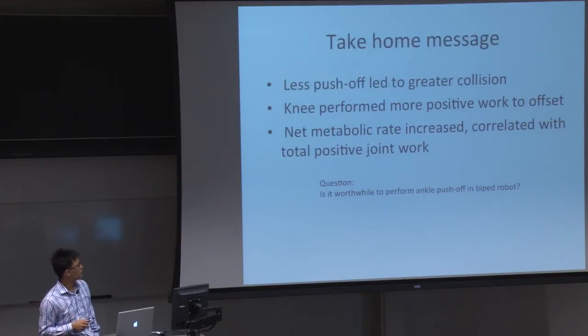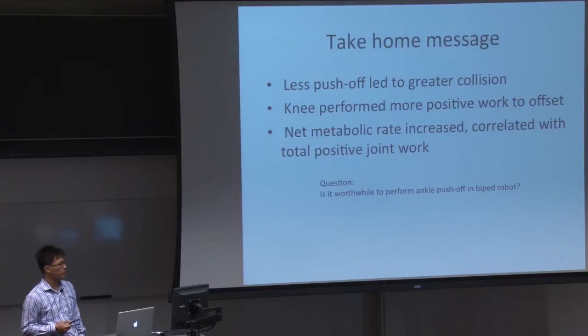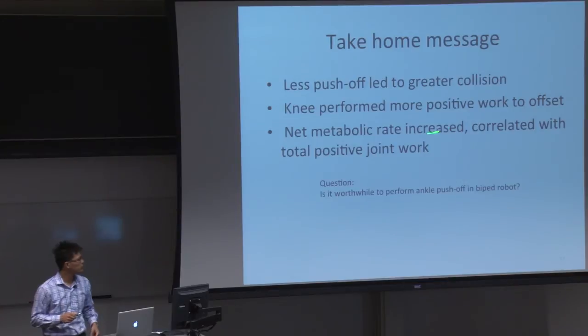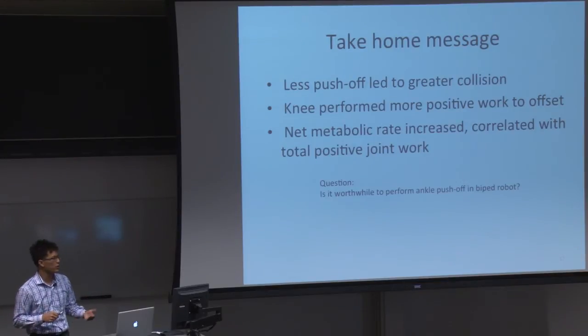So this is our take-home message. Less push-off leads to greater collision, and then the knee performs more positive work to compensate for the collision. It ends up that the net metabolic rate increases when we have more constraint, and it correlates with the total positive work. And here's a question for people doing robotics.